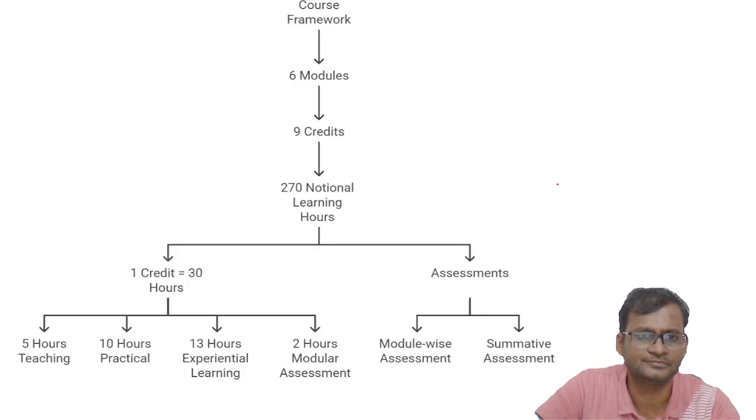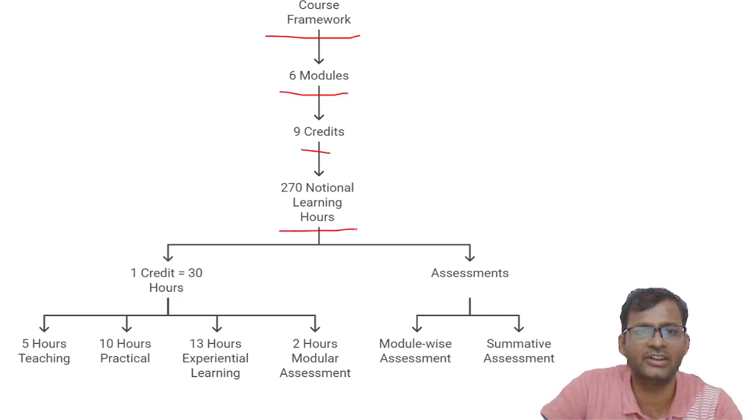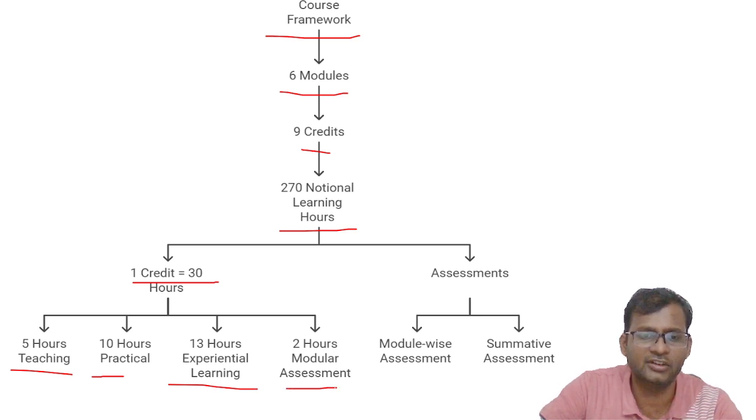So now we will summarize these modules. The course framework we have seen has 6 modules, 9 credits and 270 notional learning hours. So 1 credit means 30 hours of learning. In that, 5 hours for teaching, 10 hours for practical, 13 hours for experiential learning, and 2 hours should be used for the modular assessment. The assessments are module-wise assessment and summative assessment.